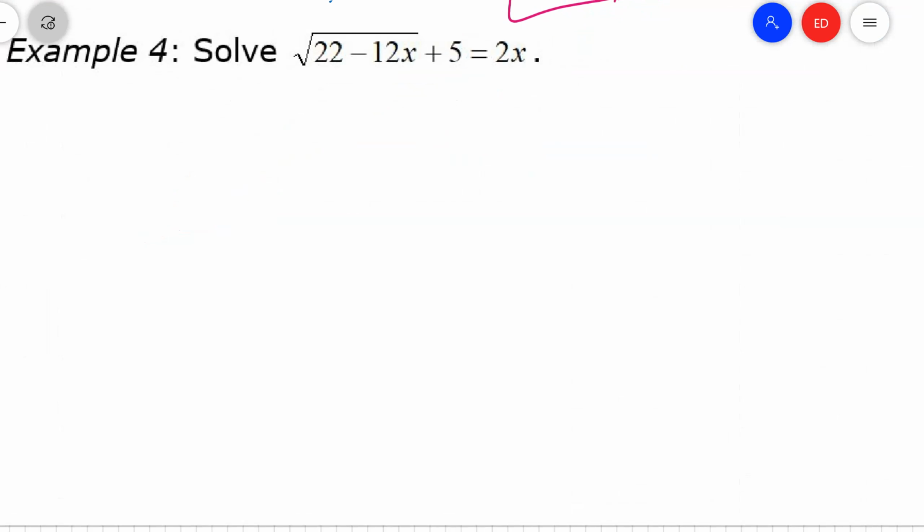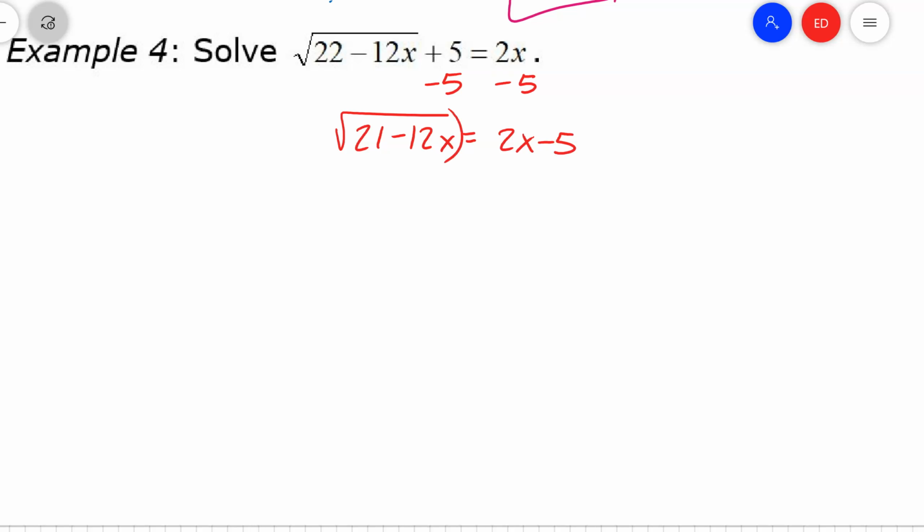All right, last problem. I think problem 2 is going to be our craziest. Let's see what kind of crazy we can get into on this one. So the first step, remember, always with radicals, simplify and get that radical all by itself. So I'm going to subtract the 5. We're going to end up with 21 minus 12x on this side equals 2x minus 5.